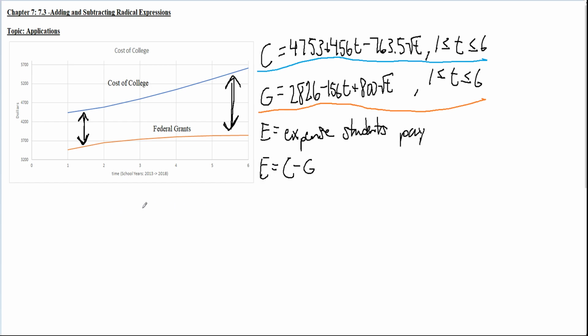All we have to do then is just substitute in both of our equations. So E is equal to 4,753 plus 456 T minus 763.5 times the square root of T. And then it's minus G, right? So I have to put a parenthesis here because I'm going to be subtracting off the entire equation of G. The subtraction sign is going to be applied to all three terms.